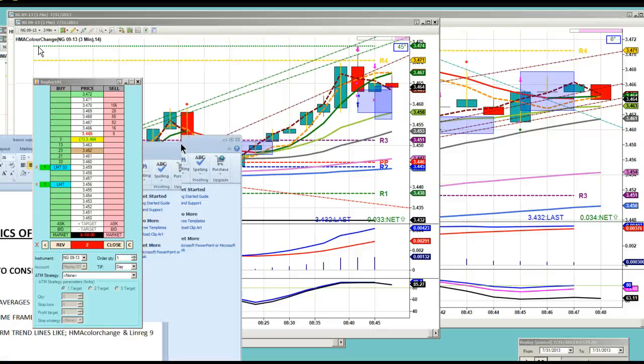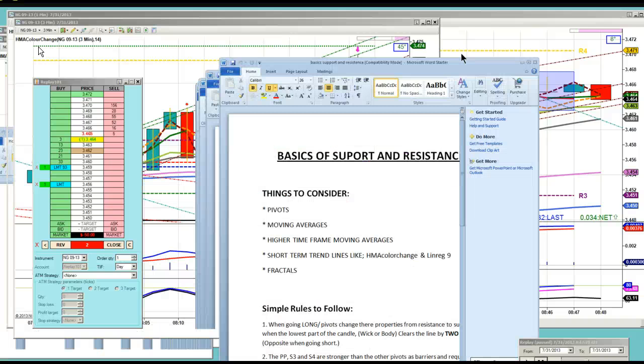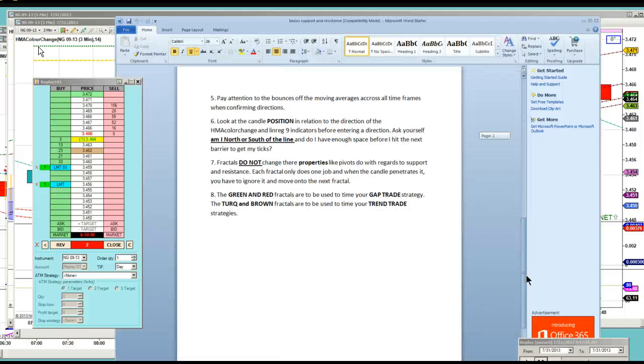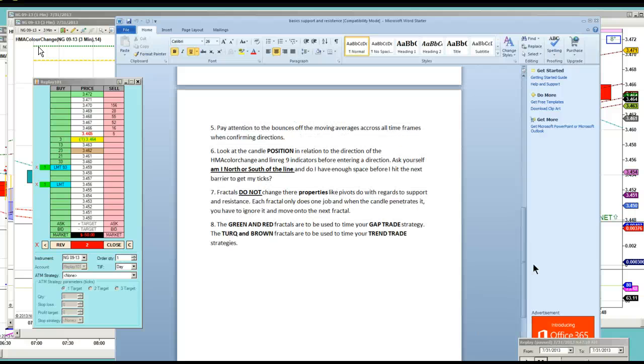Basics for support and resistance. Okay. What was the golden rule that you had to follow for high probability trades? Remember, your HMA is also support and resistance. It's a trend line. Anything that's a trend line or a pivot is support and resistance information. So look at the position of the candle in relation to the direction of the HMA color change.